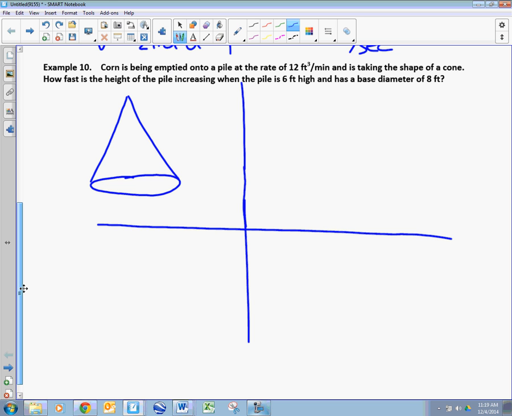We empty the corn and make a pile that's the shape of a cone. 12 cubic feet per minute is the rate at which it is being piled up. Check. We'll take it on when we get back.